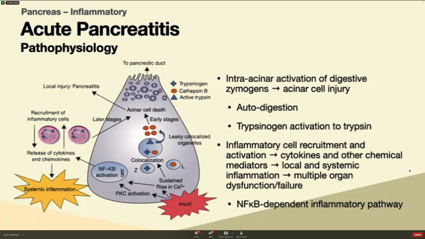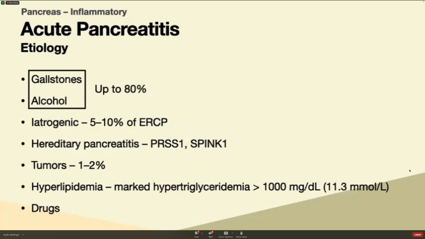For the pathophysiology of acute pancreatitis, there is autodigestion of the gland due to premature activation of trypsinogen to trypsin. This is usually caused in up to 80% by gallstones or alcohol intake. Other causes are iatrogenic, such as ERCP, hereditary pancreatitis, tumors, marked hypertriglyceridemia of more than 1,000, and also some medications.